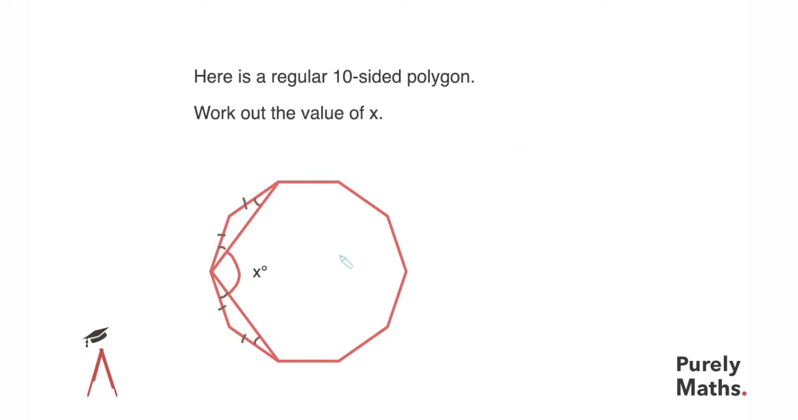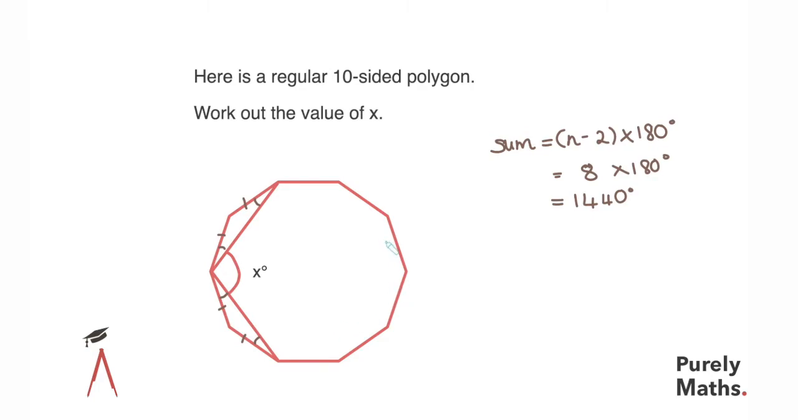Well, to do that, first we can work out the sum of all the angles. So the sum of the angles in a polygon is n take away 2 multiplied by 180, where n is the number of sides. We've got 10 sides. 10 take away 2 is 8. And 8 multiplied by 180 is 1,440 degrees. So all 10 angles add to 1,440.